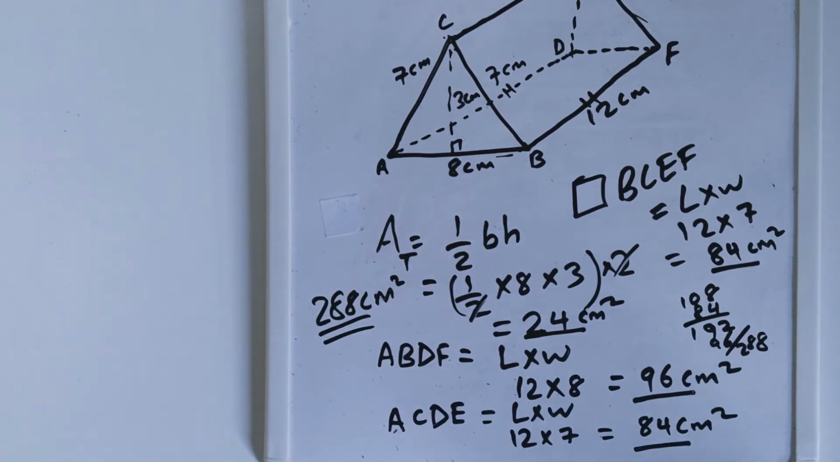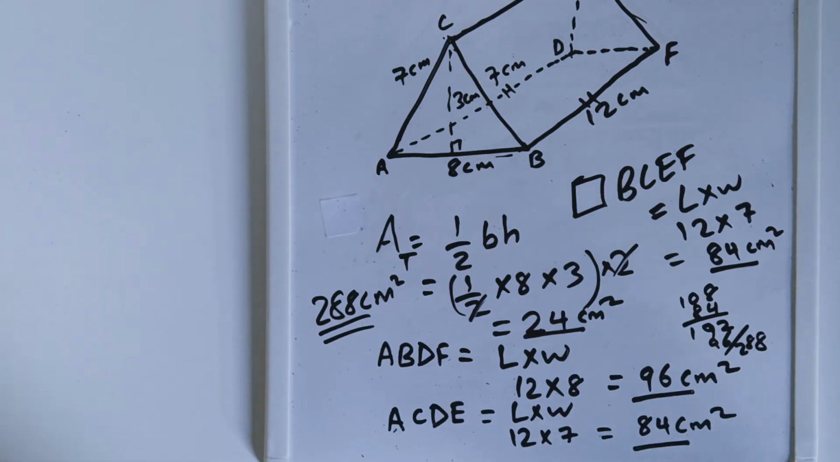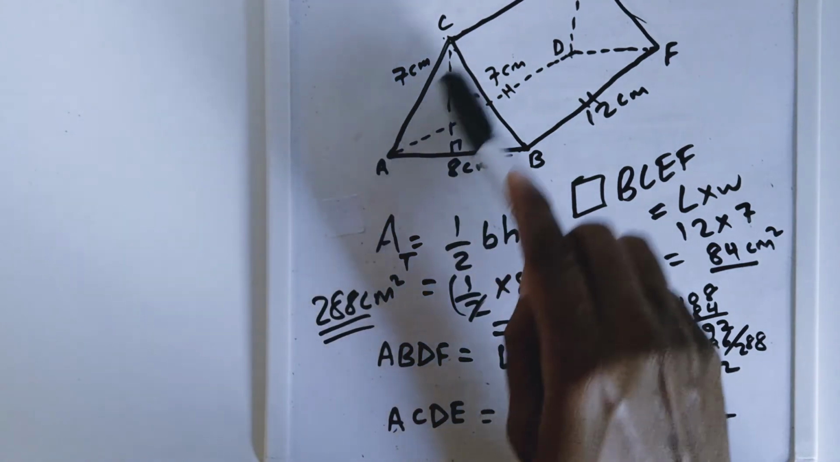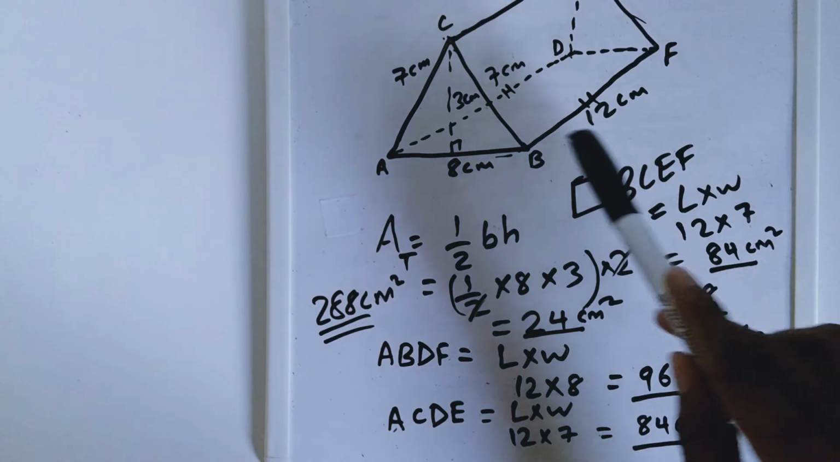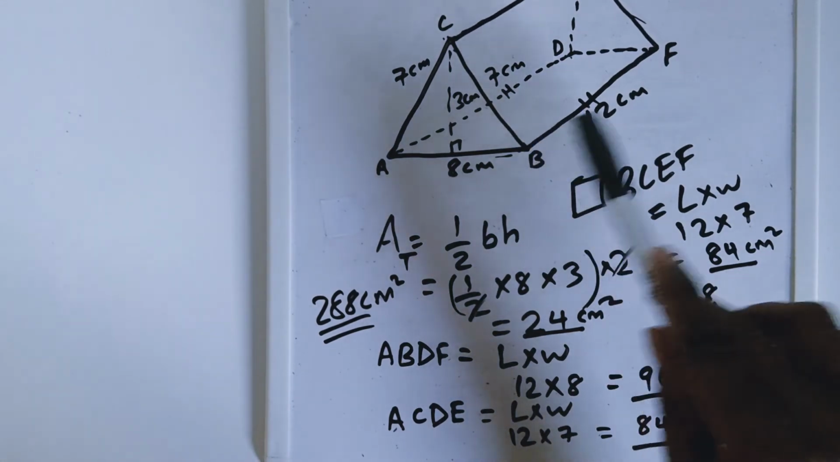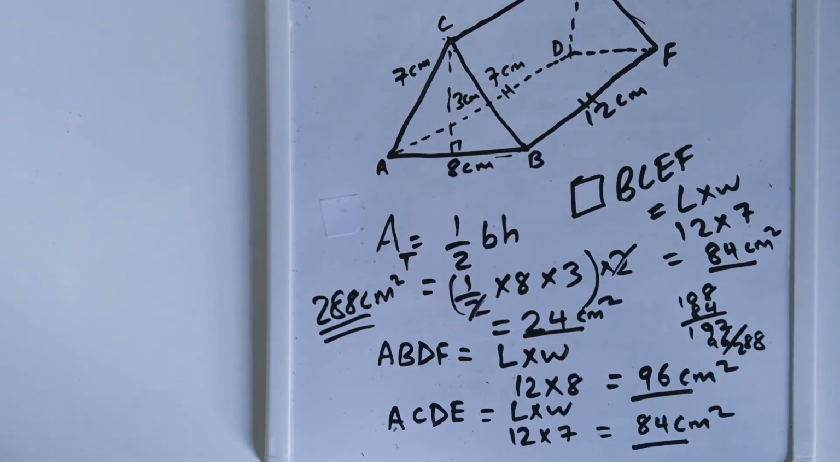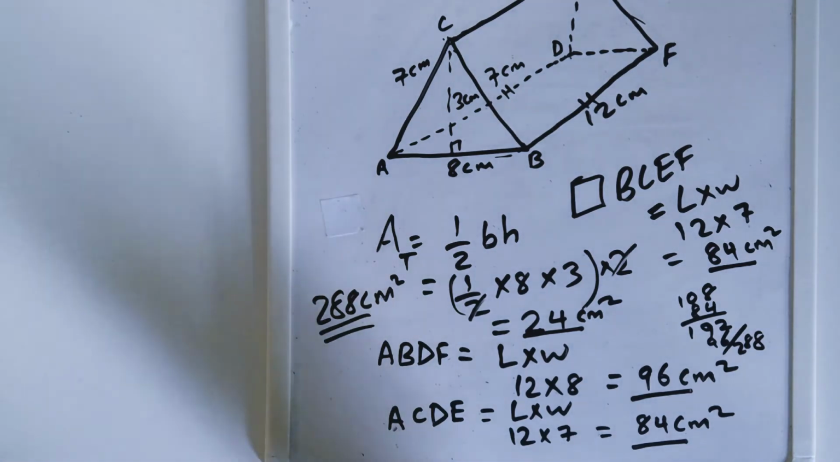Okay, so just to recap, to find the surface area of a triangular prism, you have to find the area of the two triangles and then add the area of the three rectangles. Then you add all of those together.